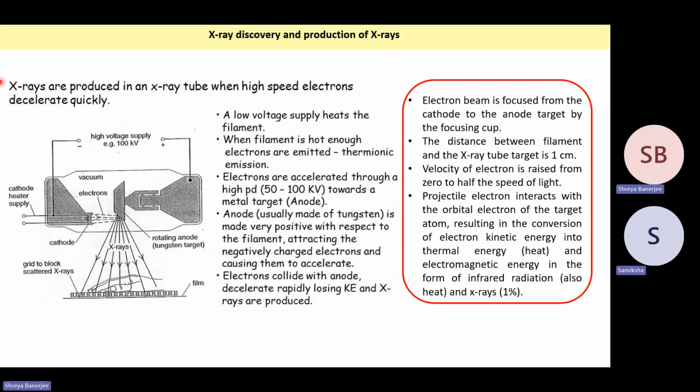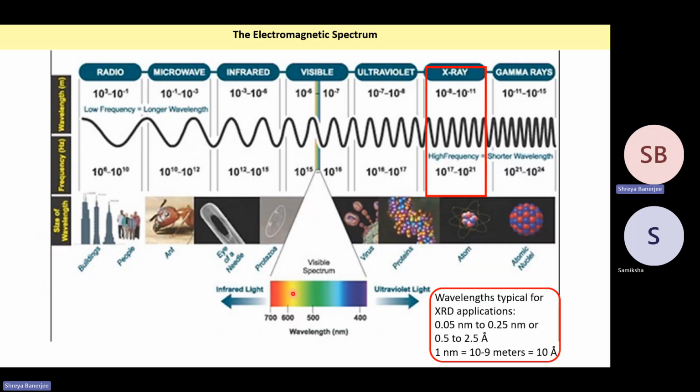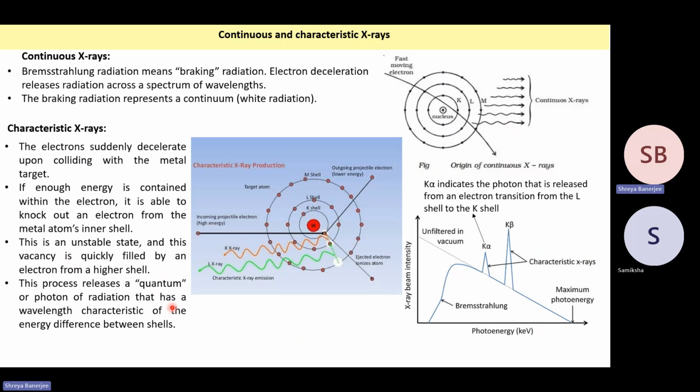Sure. Thank you, ma'am. So this is actually a revision of the previous class only, where I was talking about how the X-ray is formed. This I've already covered in the previous class. This was also about the electromagnetic spectrum, and that X-rays are in the wavelength range of 10 to the power minus 8 to 10 to the power minus 11 nanometer. So this slide is actually new.